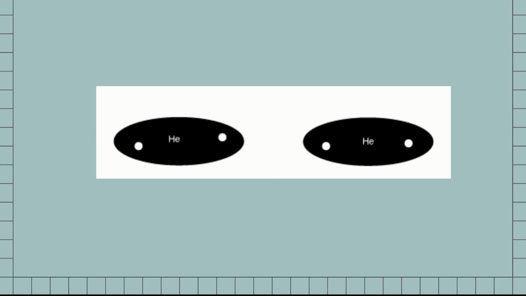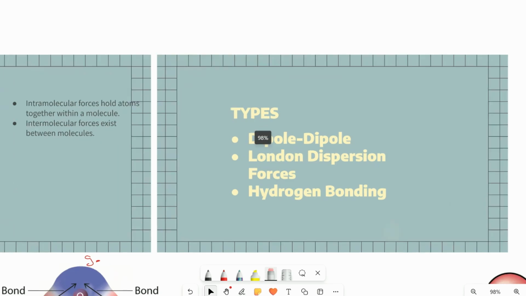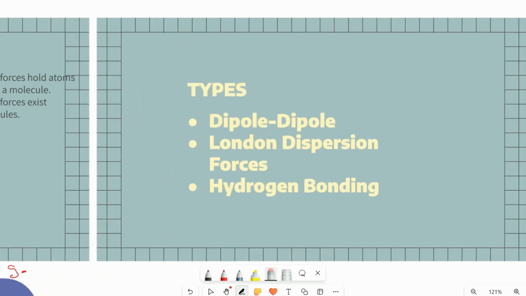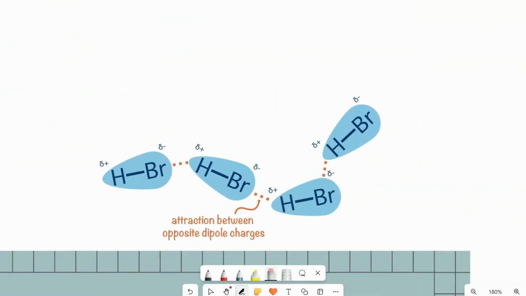Okay, so you can see from this diagram. So let's go back. As we saw, London dispersion forces are temporary just due to the movement of electrons. So atoms with more electrons will naturally have more London dispersion forces. And as I mentioned again, all molecules have London dispersion forces between them, even here in hydrogen bromide, but the London dispersion force is being overshadowed by the stronger dipole-dipole interaction.